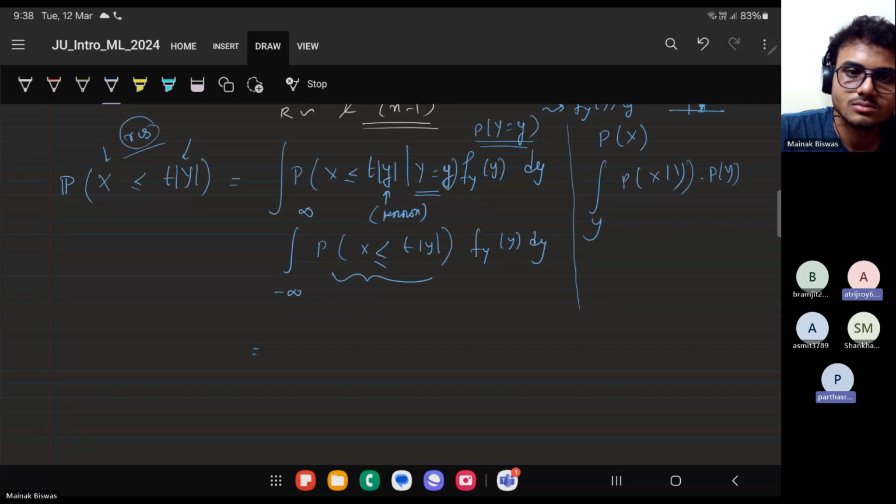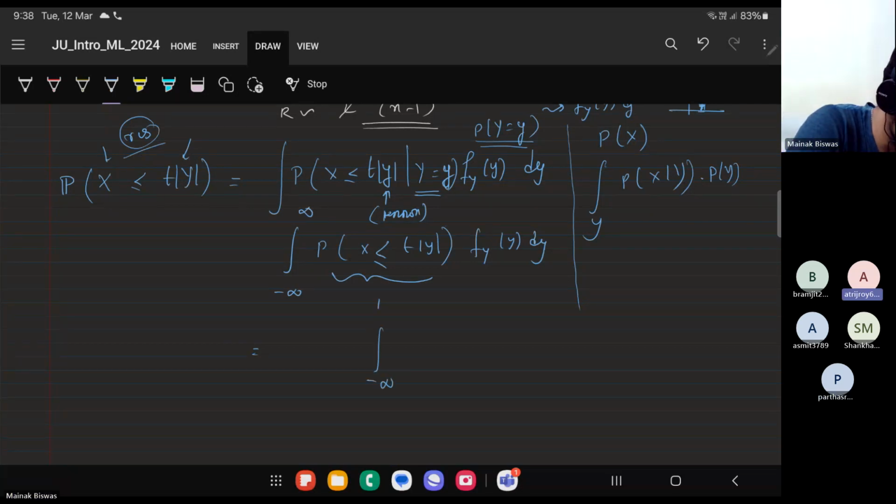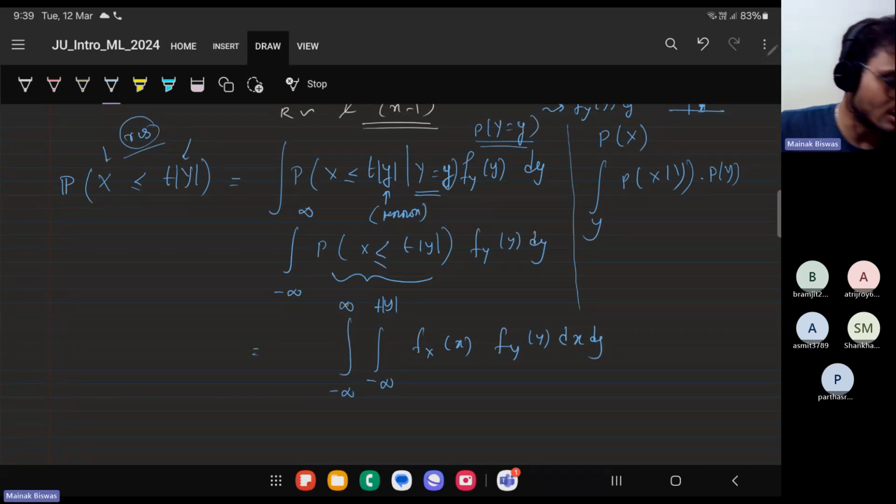So then what will I write the inner integral as? This one, minus infinity to t, f of x, f of y, dy, dx, or dx, dy, whatever you want to write. Let me write it, and then I will show you why it is true. This is one integral I can solve, right?